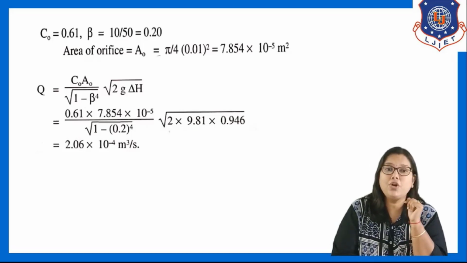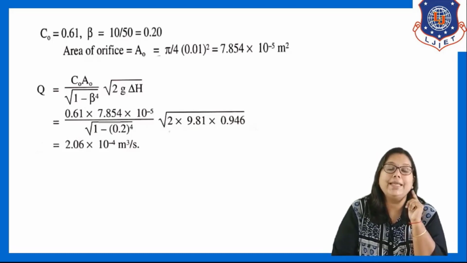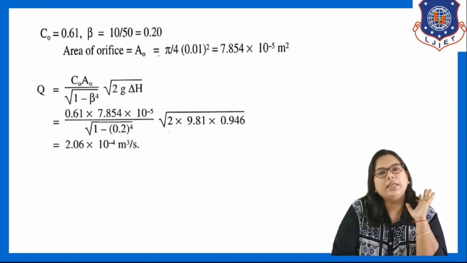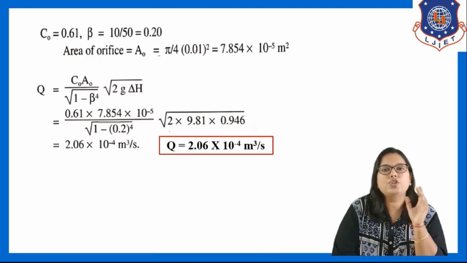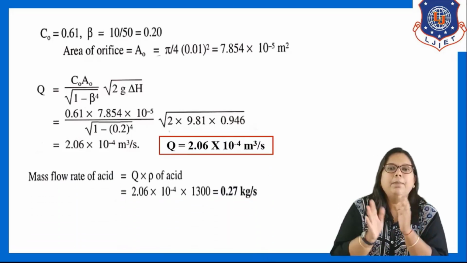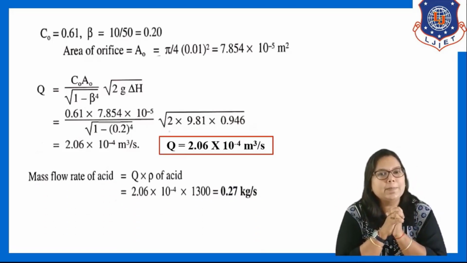So now the Q value is 2.06 into 10 raised to minus 4 meter cube per second. But this is the value of volumetric flow rate. But we have to calculate mass flow rate in kg per hour. That is asked in our exam. So now I have to convert the volumetric flow rate into mass flow rate. Mass flow rate is volumetric flow rate into density.